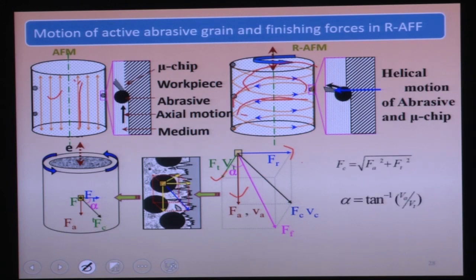Okay, so now you can see the total cutting force is the resultant of the axial force and the tangential force, and alpha is the helix angle.